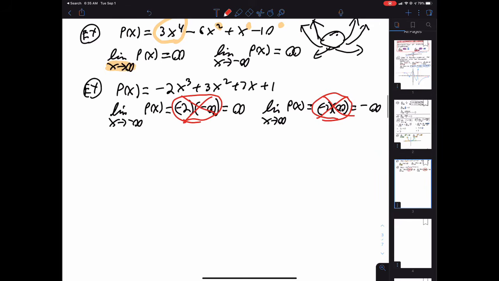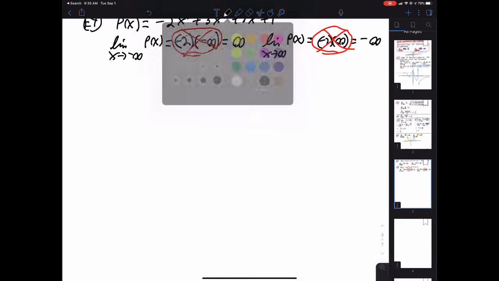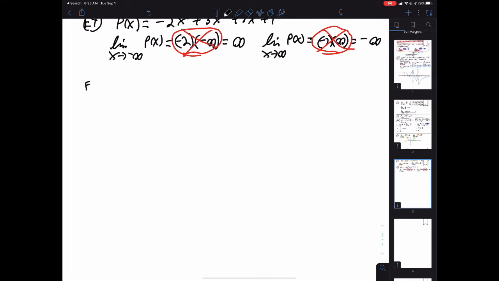All right, more examples. This first one, you probably should just watch what I do, and then the other ones you can try yourself. We want to find the right end behavior and the left end. So sad. We've got to do both sides, but we can do that pretty easily.